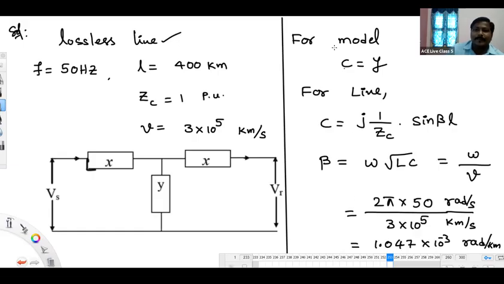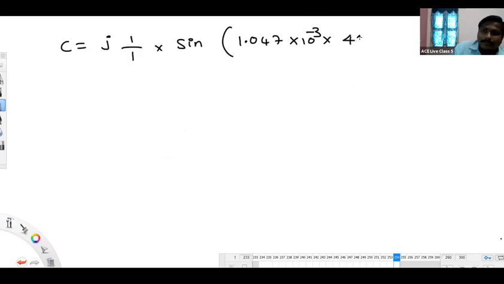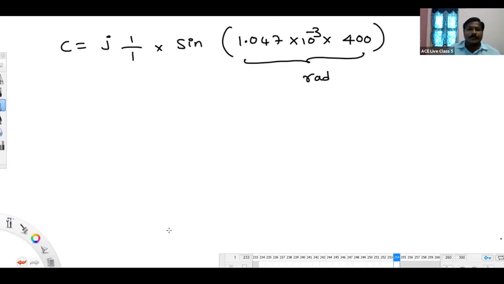Into 10 power minus 3 radian per kilometer, that you substitute here along with ZC1 per unit, so that we get the C value in the per unit domain. So you can get that C here: j times 1 by ZC sin beta L. Length is 400. This beta is in radian per kilometer and this length is in kilometer, so overall it will be in radians.